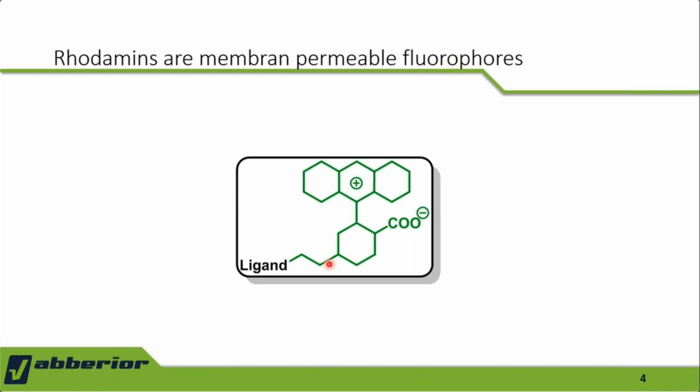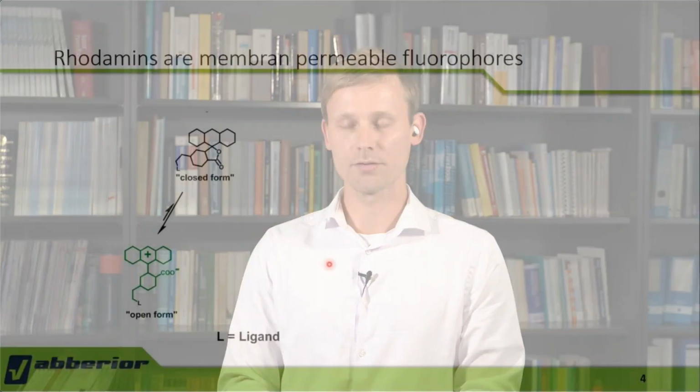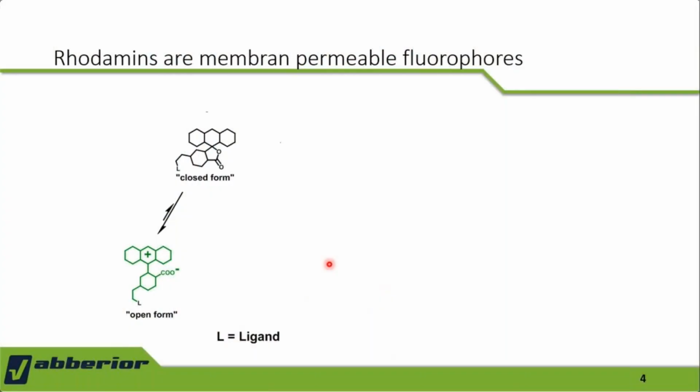Besides the fact that rhodamines, like other organic dyes, show a very high quantum yield and a high extinction coefficient, and are very photostable, they also exist in two different forms. The one I've shown you already is the so-called open form, where the fluorophore exists as a zwitterion. And also in this form, the fluorophore is fluorescent.